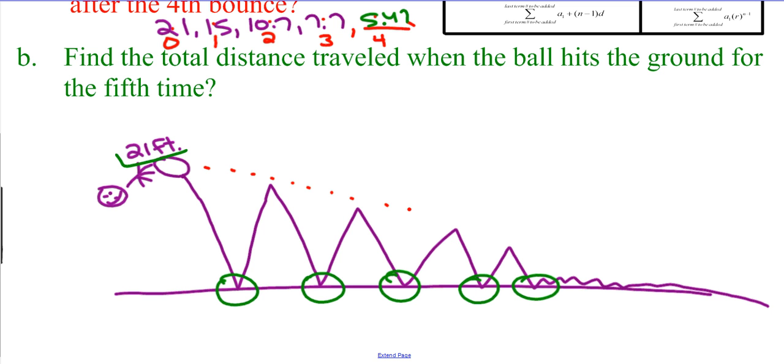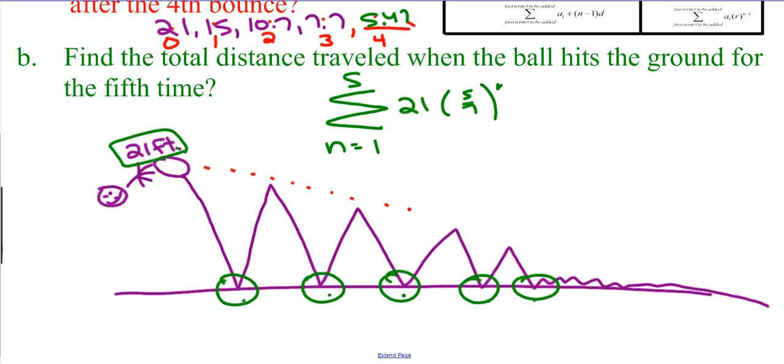Remembering that my first term really is the 21. So I'm going to do a summation. And I'm going to start at the first term, and I'm going to go to the what term? 1, 2, as you count, as you go across. 3, 4, 5. My 5th bounce, right? I'm going from 1 to 5 for my first term and my 5th term. And I'm looking for the sum. So then it says A1 is 21, 5/7, and then we'll go n minus 1.